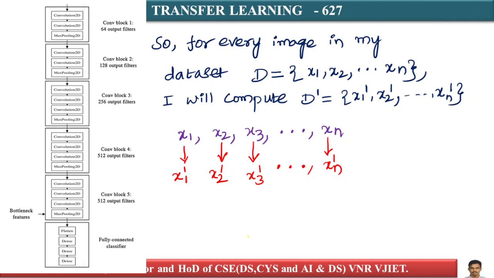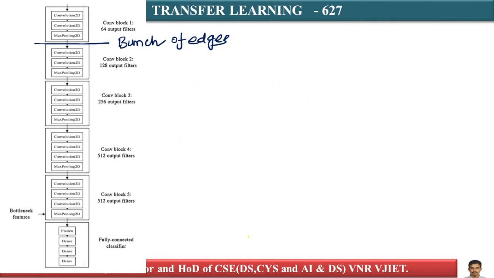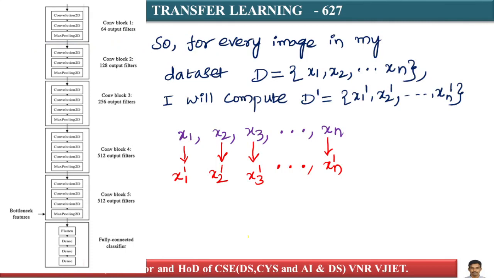Just observe carefully what is happening here. I will repeat it once. I have input images x1, x2, so on, xn. By using VGG, I am creating x1 dash, x2 dash, x3 dash, so on, xn dash. Of course, I am not using these dense layers for creating x1 dash, x2 dash, so on, xn dash.